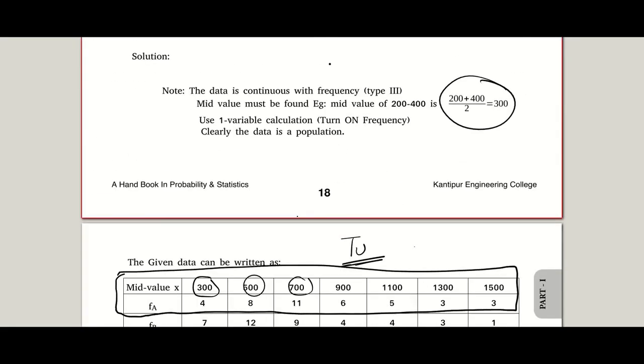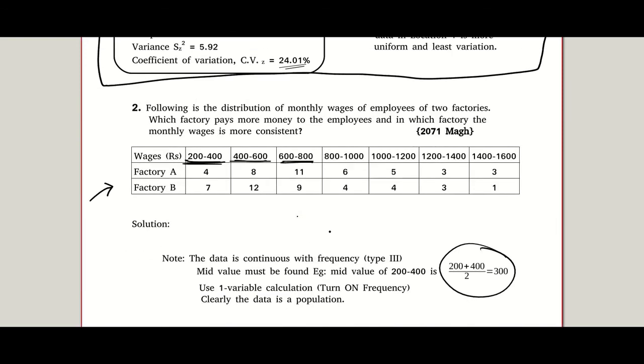So I wanted you to practice more questions like this. Take the question paper, go to question number 15, and right now we are discussing question number 15 with mean, standard deviation, coefficient of variation, that is uniformity questions, consistency questions, and of course variance.